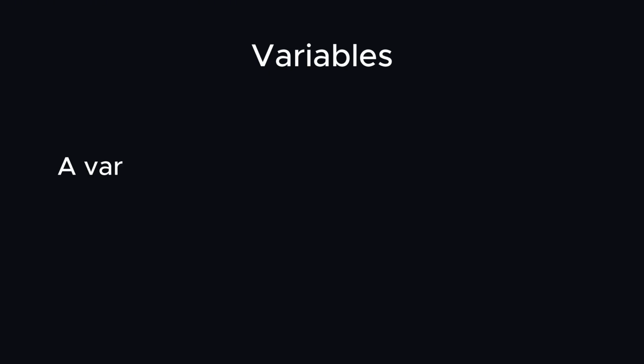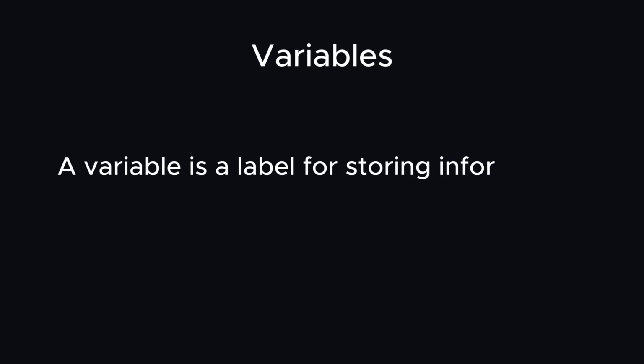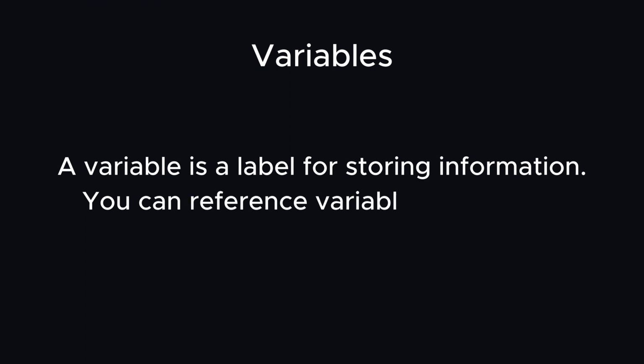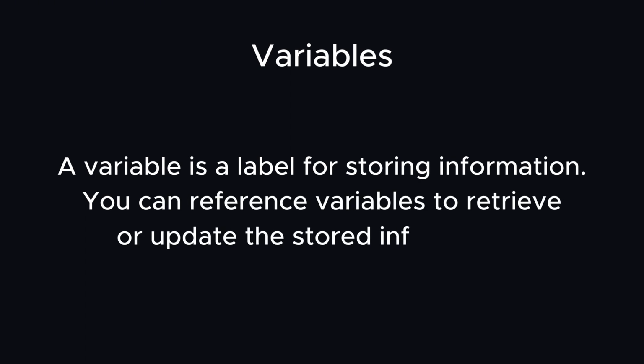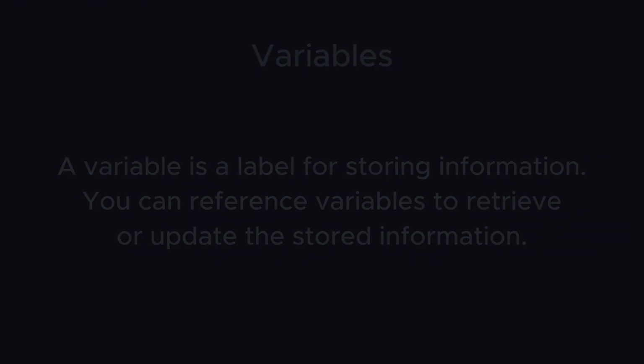You can think of a variable as a label for storing information. You can then reference this variable later in your code to retrieve or update the information it holds. Variables help us store data like numbers, text, or lists, making our programs more dynamic and flexible.